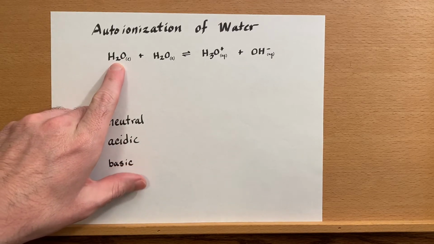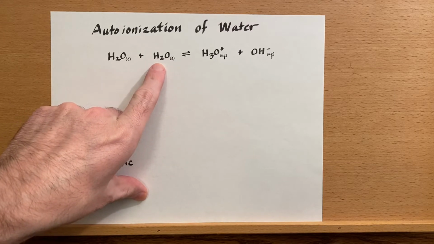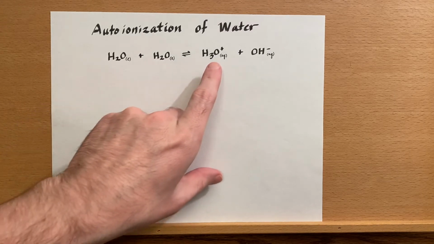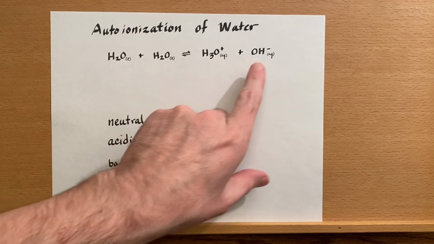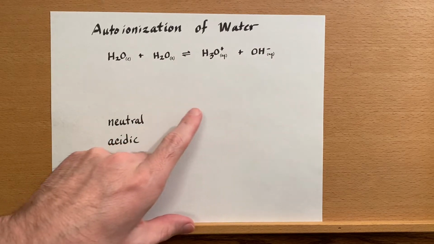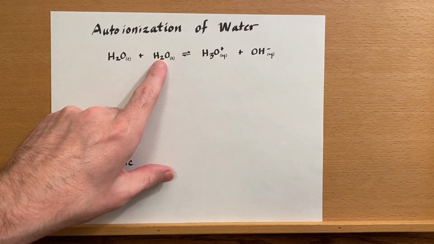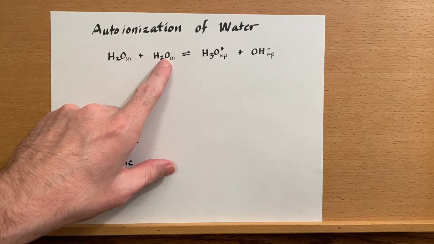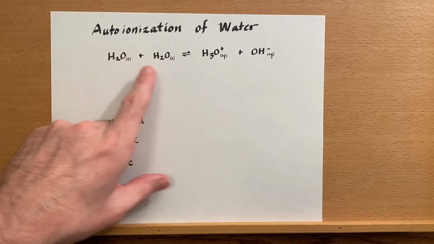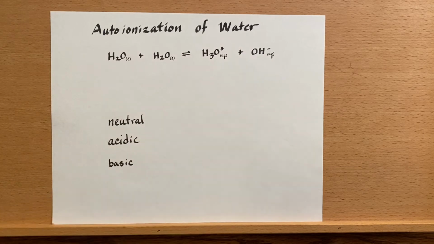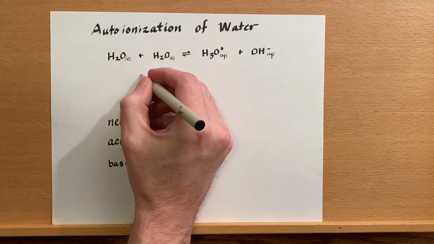One water molecule can interact with another one to produce the hydronium ion and a hydroxide. So let's say that one of these hydrogens from this water will transfer to that one to make the result here. And if we want, we can write the equilibrium constant for this.